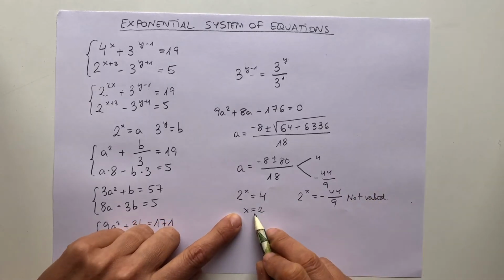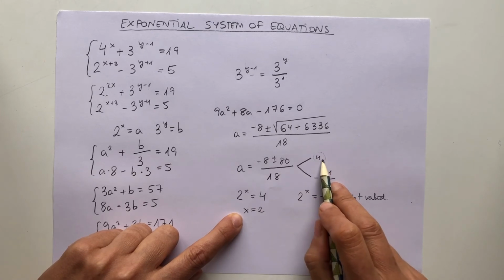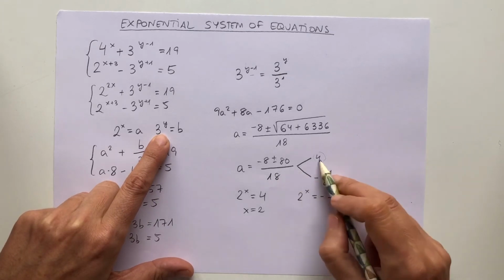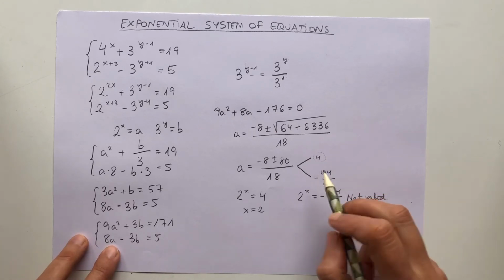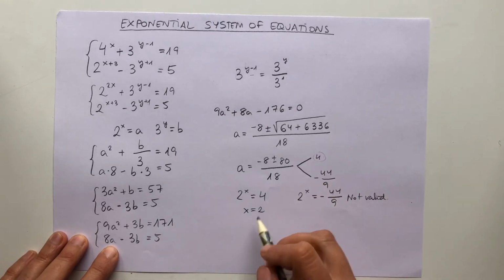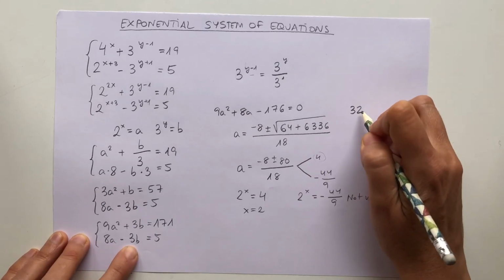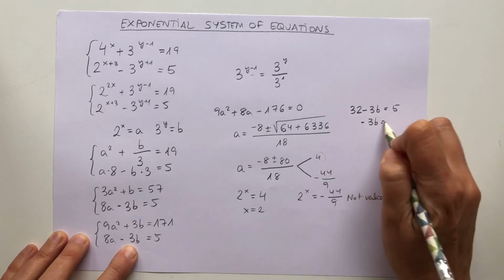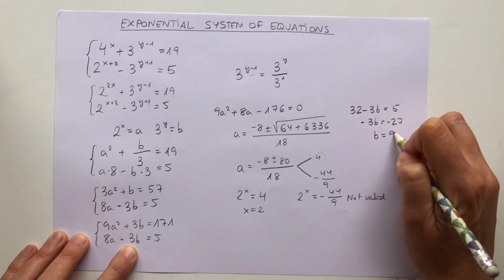And now I have to find y. Well, first I have to find b with this result, and then I will find y. To find b, we have to go to an easy equation, like, for example, I would use this one. So 8a, so 8 times 4, it is 32, minus 3b equals 5. If I work with this, I would have that 3b equals, it goes to the other side subtracting, minus 27. So b would be 9.